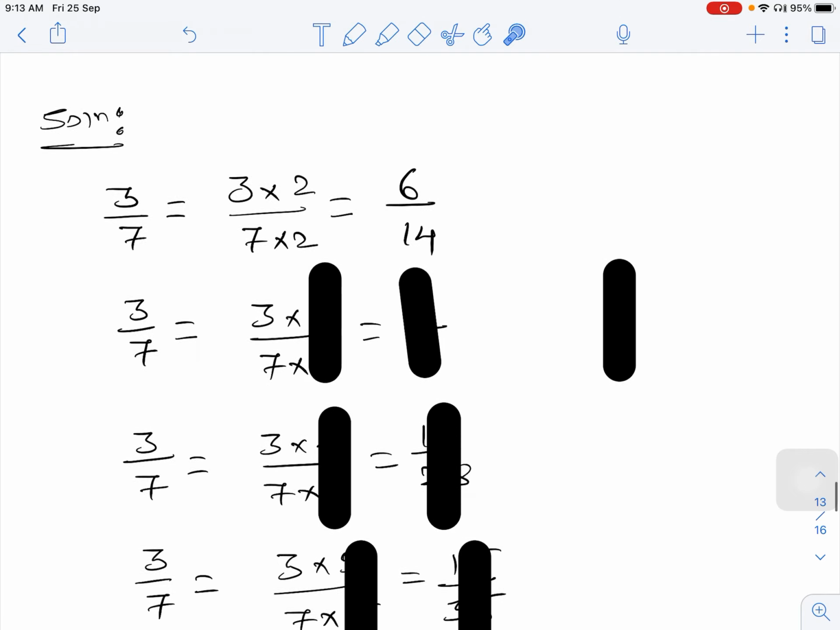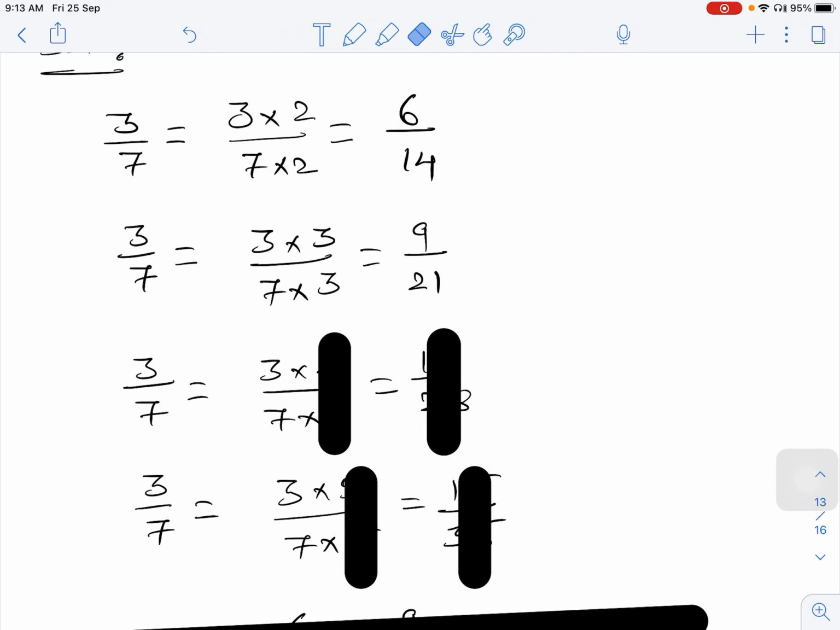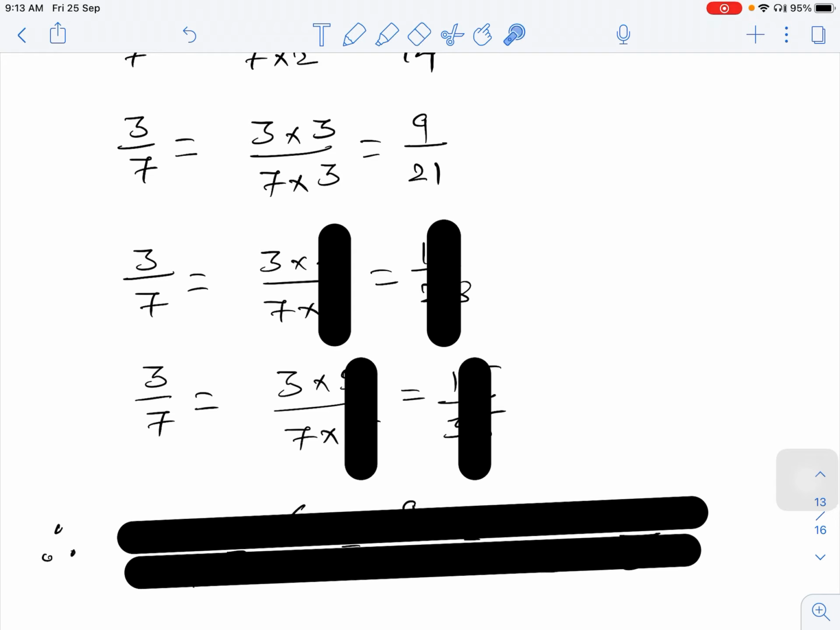Okay, now let us consider our next step. Now, this is our first equivalent rational number to 3 upon 7. For the second equivalent rational number, here we have multiplied by 2. Now, in the next step, we'll multiply the numerator and denominator by 3. Okay, so now 3 threes are 9 and 7 threes are 21. Okay, then next one. Now, for the next rational number, again the same numerator and denominator, we will multiply it by 4. Okay, so now what will be our answer? So 3 fours are 12 and 7 fours are 28.